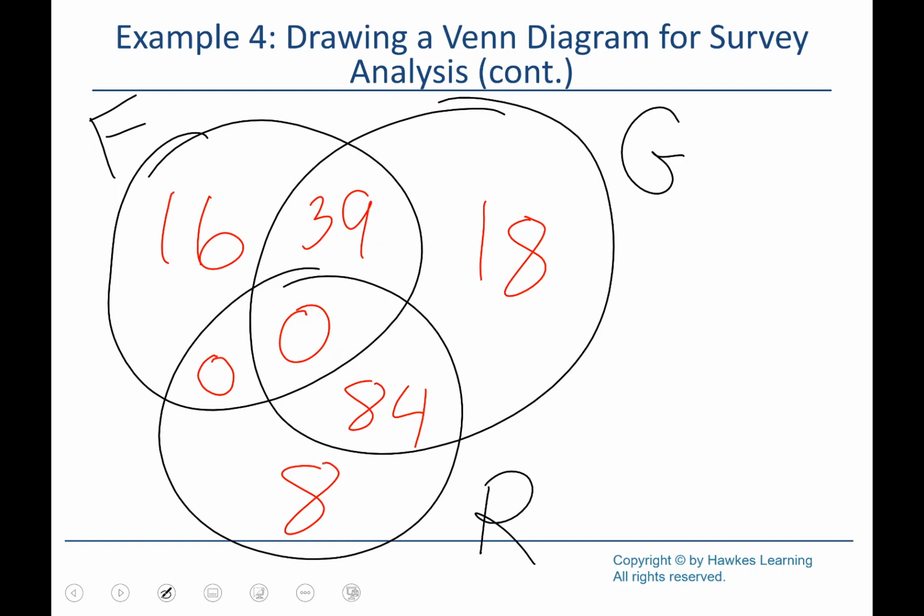Yeah, really on that one, all the good questions to ask are the outer circle parts. How many only took German? How many only took French? How many only took Russian?